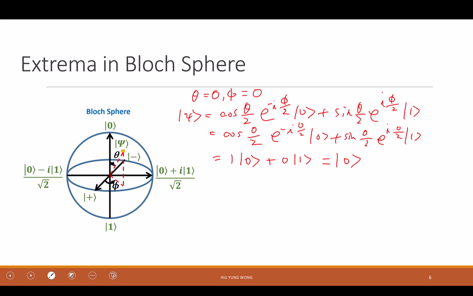Okay, makes sense, right? Now, another question is, what if theta equals 0 and phi equals anything? Let me call it, how about calling it z? Okay, so let's plug in to see what's going on. Psi, again, this is cosine. Theta is 0, 0 divided by 2, e to the power negative i z divided by 2.